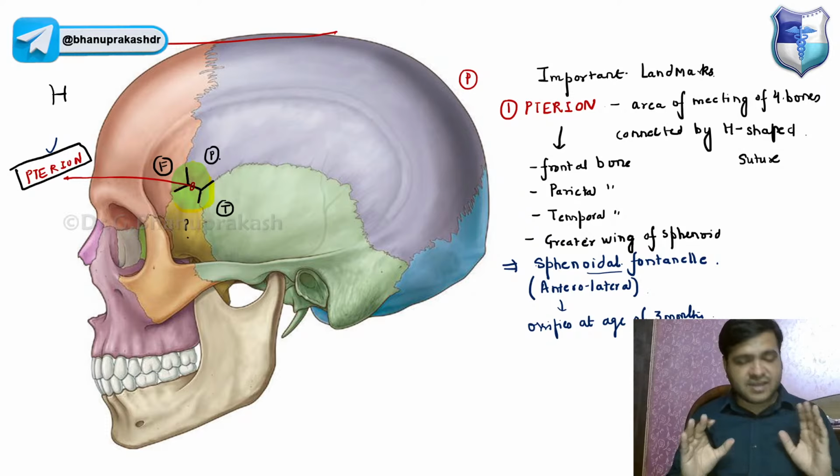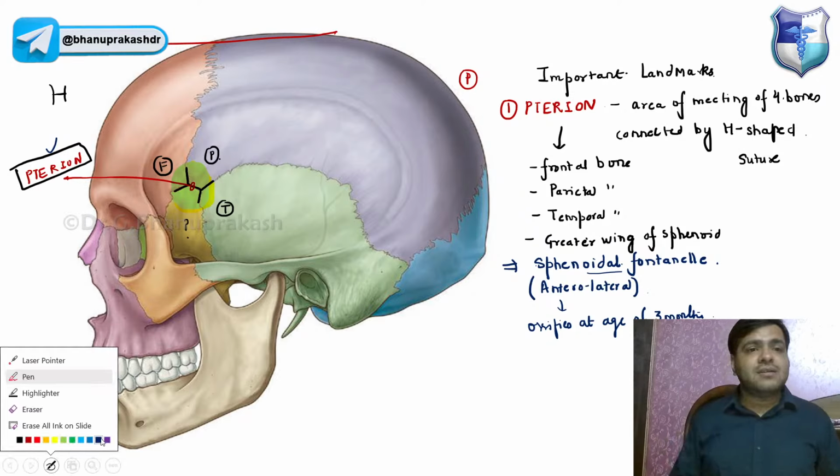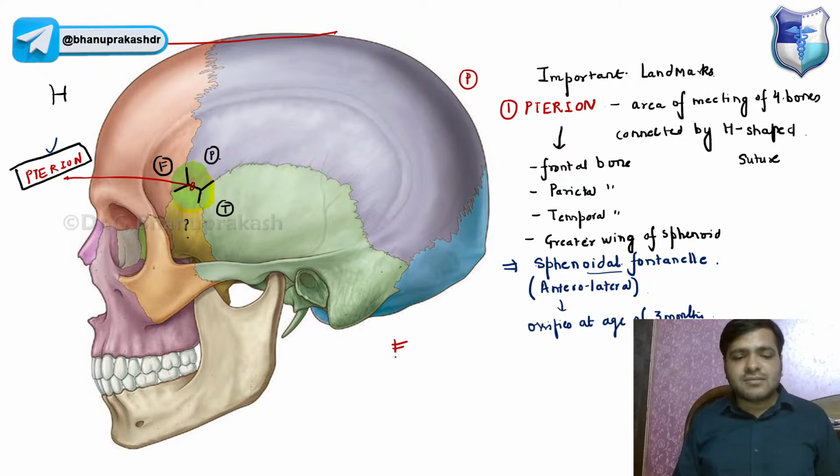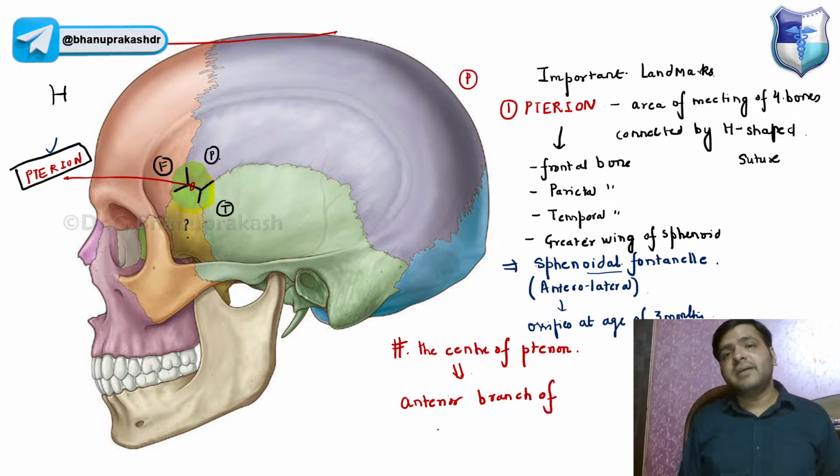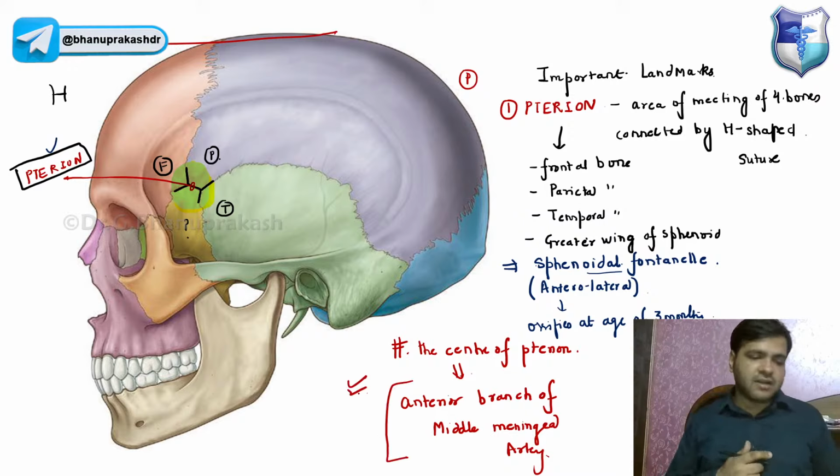Now, guys, why is this important? Clinically, this area is very, very important. Remember that the center of the pterion is related internally. Behind this area, an artery is present, and that is called the anterior branch of the middle meningeal artery. Very, very important. Anterior branch of the middle meningeal artery.